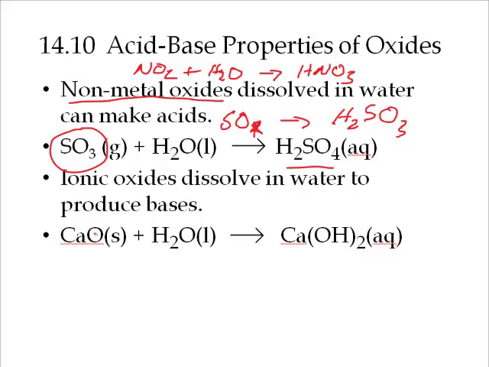Now on the other end, if you have a metallic oxide, metallic oxides dissolved in water always produce a base. When I say always, I want to focus mostly on the group 1 metals and group 2 metals, because those are the examples we're going to see all the time. So those are just two of the things that cause bases to form.